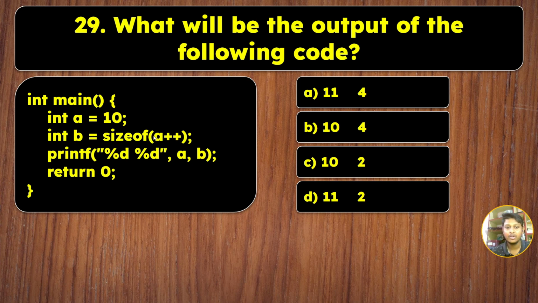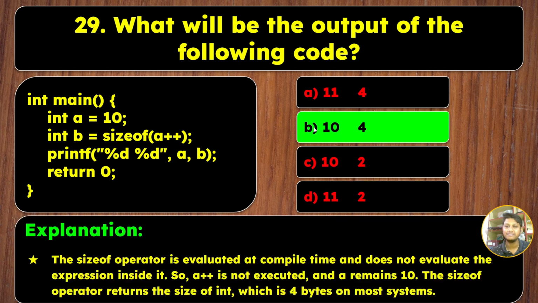So now only the size of a will be calculated. a here is an integer type variable, and the size of an integer is 4 bytes. So here b will become 4. And now if we simply print a and b, the value of a is still 10 and b is 4. So here the correct answer will be option B.